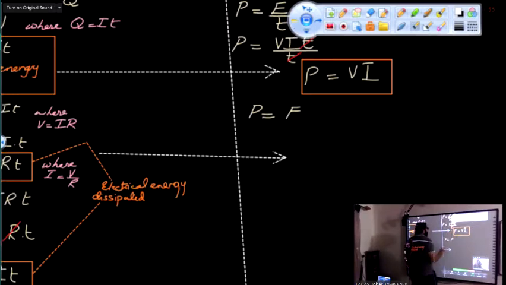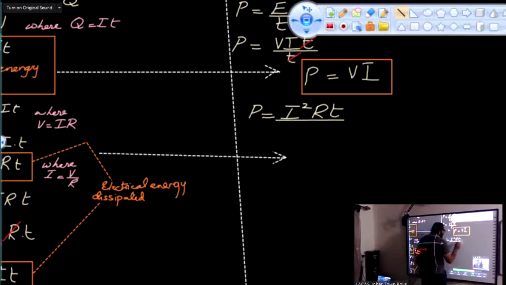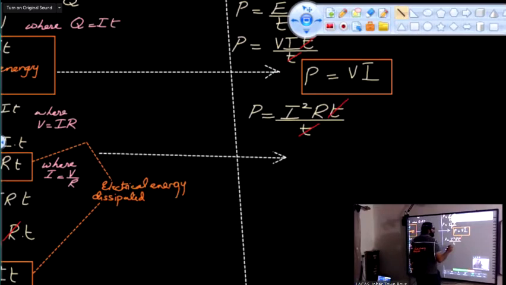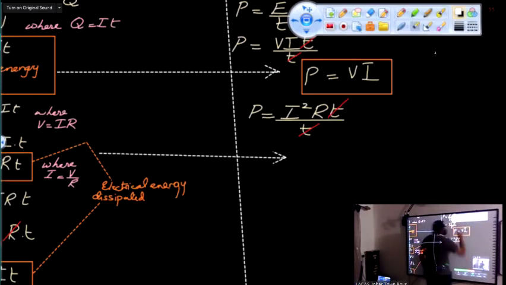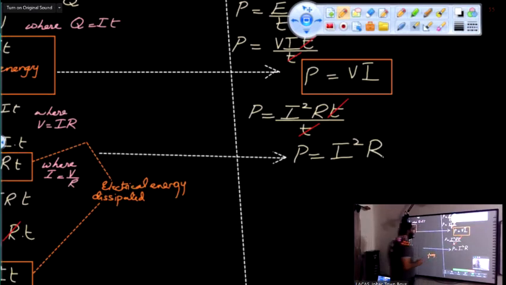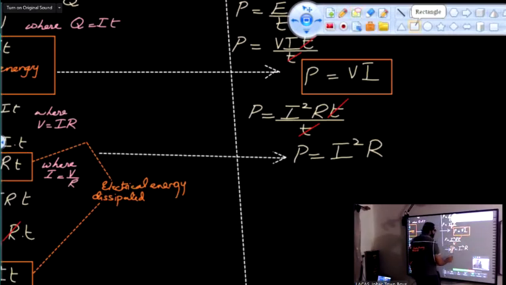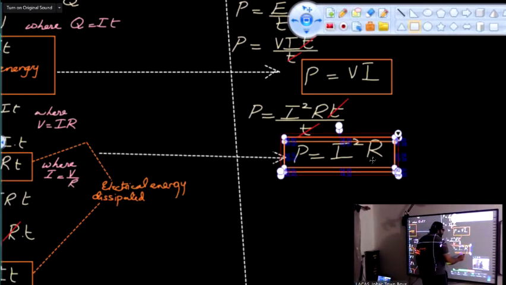So electrical energy dissipated का we have determined the formula as I square RT over T. Again cancelling it, T and T. I'm left with power is equal to I square R. So electrical power dissipated can be calculated using this formula. So this is the formula that we have to write over. Electrical power dissipation.